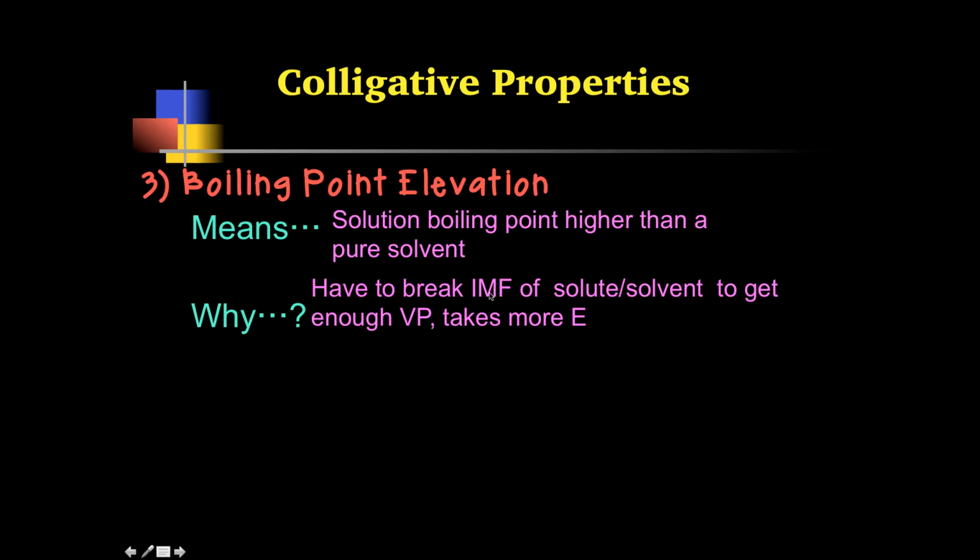Remember that was from the end of unit 9. So the solute and the solvent are attracted between those different molecules. You have to break that attraction to get enough vapor pressure so that the vapor pressure can break through the atmospheric pressure and start to boil. Well, that just takes a lot more energy. So the boiling point will always be higher. It'll be elevated for a solution compared to a pure solvent.